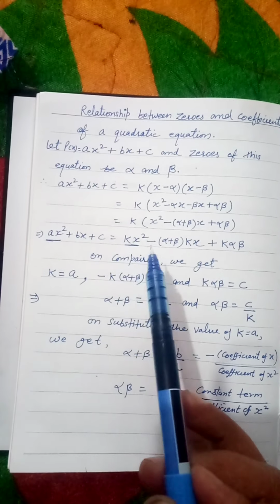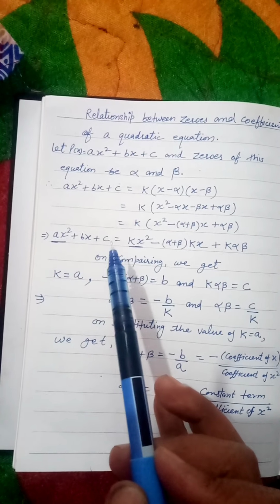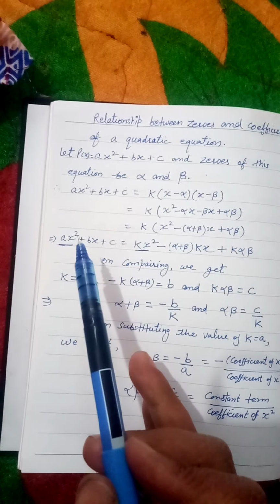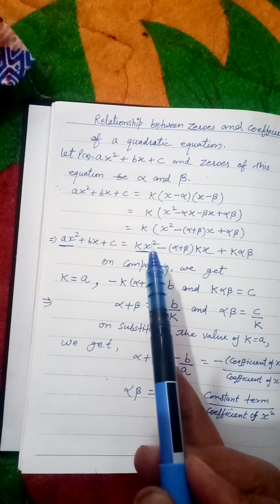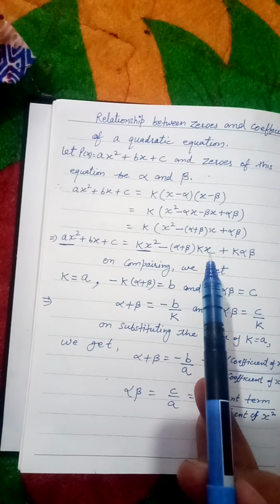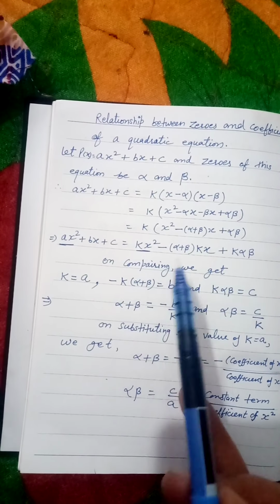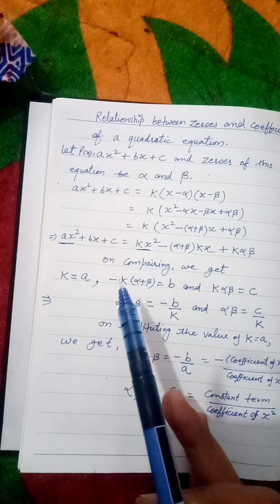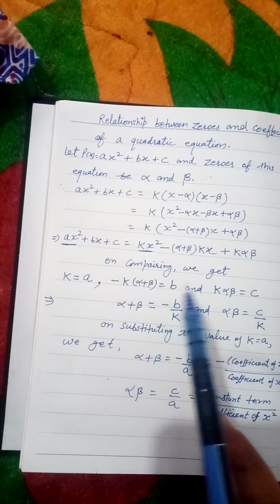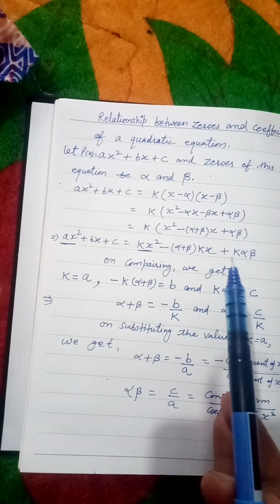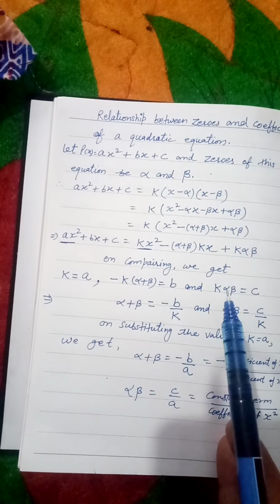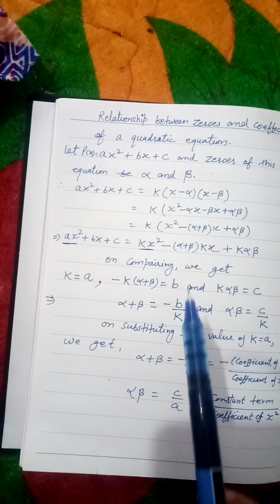Now if you compare this equation with the general equation, we will get k equal to a, since the coefficient of x square is k here and a in the general equation. We are just comparing. The coefficient of x here is minus k times (alpha plus beta), and in the general equation the coefficient of x is b. The constant term is k alpha beta, and here the constant term is c, so k alpha beta equal to c. This is how we compare.